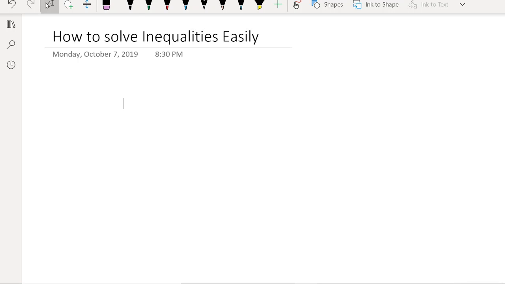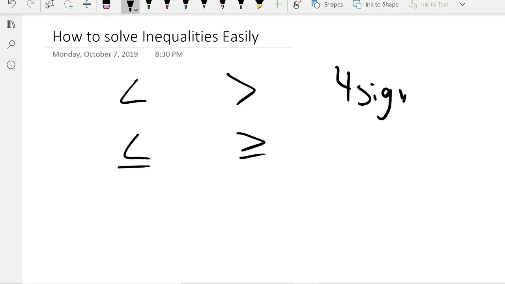All right, so let me start with the very, very basics. Super basic. We have four signs. Technically, really only two: less than or greater than. But then some math genius decided that it'd be fun to tag an "or equal to" onto each one of those two things to make four, to make your life twice as difficult. Yeah, I know, math people, right?